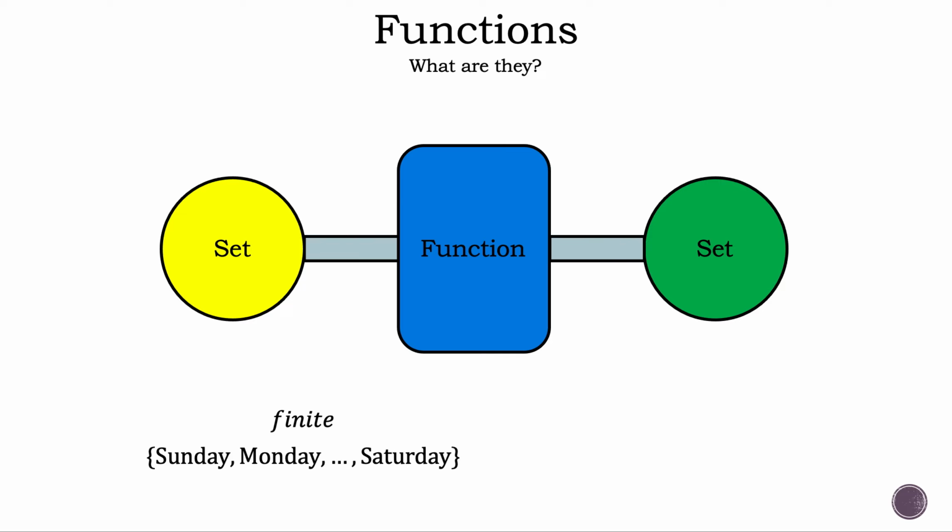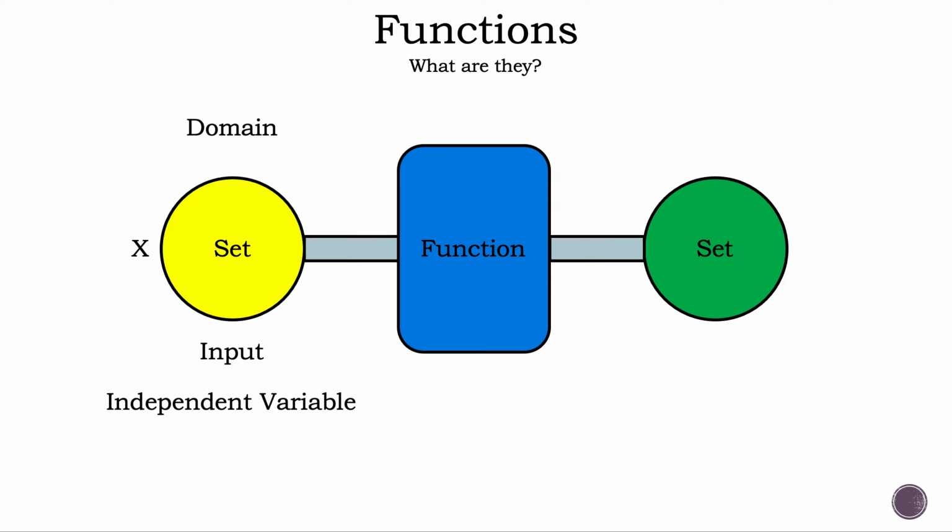What do we think is the next type of set? That's correct, infinite, which means there's an unlimited number of elements in the set. In this example, we have the integers. Now that we know the different types of sets, let's talk about the first set, which contains the variable x, otherwise known as the input, or the domain, or the independent variable. What do we think are some of the names for the second set? That's right, the variable y, otherwise known as the output, or the range, or the dependent variable.